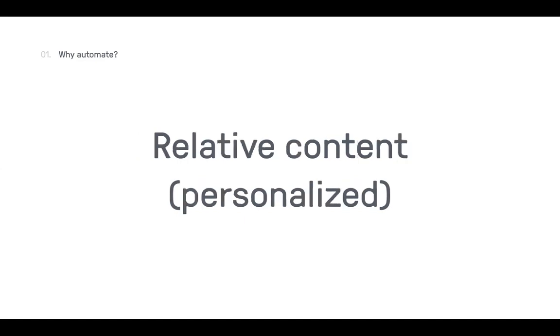Next thing, it contains relative content. So for example, if I receive a cart abandonment email, it only contains those products that I abandoned in my cart. So of course, it's personalized because I'm getting just the things that I left behind and not something completely random that I would get in any bulk campaigns.